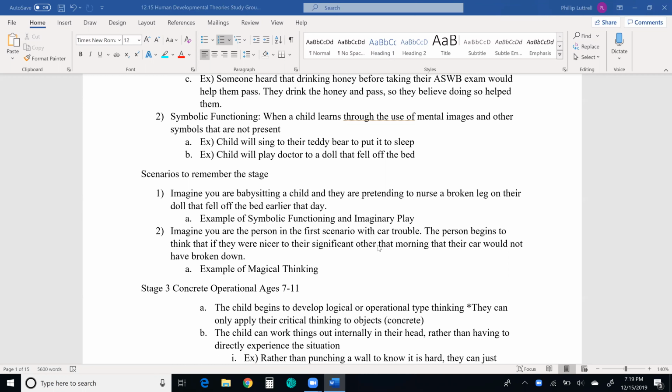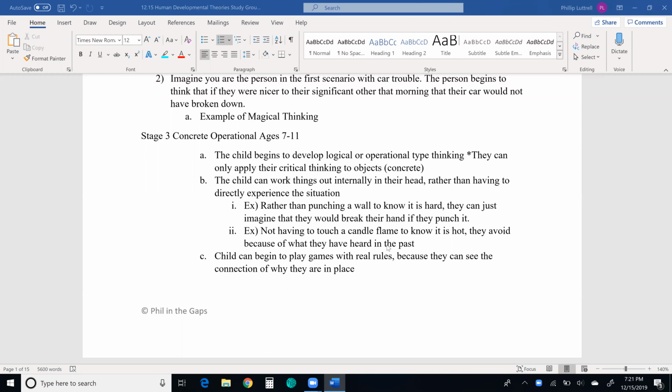This is ages 7 to 11. So picture a 7 to 11-year-old. They're asking questions, why? And they're asking because they want to know, so that they can put it in their bank of what they should and should not do. The child can begin to play games with real rules because they can see the connection of why they're in place. Prior to this, they just did what felt right and what could help them in certain situations. They're able to picture actual objects and say, this is what would happen.